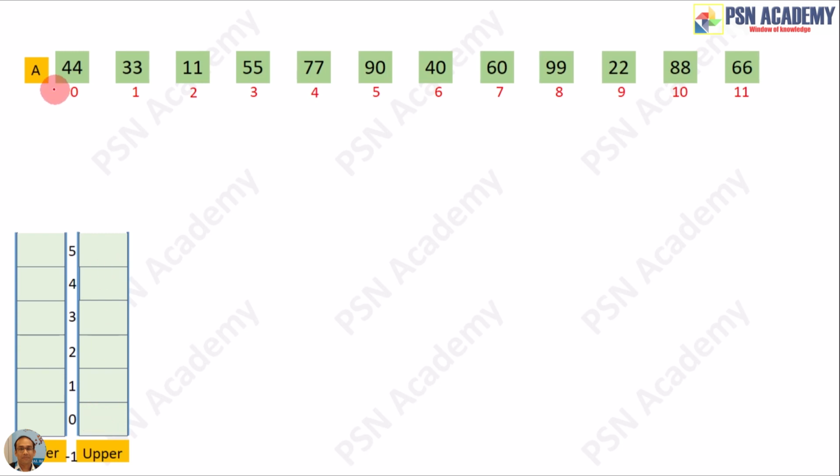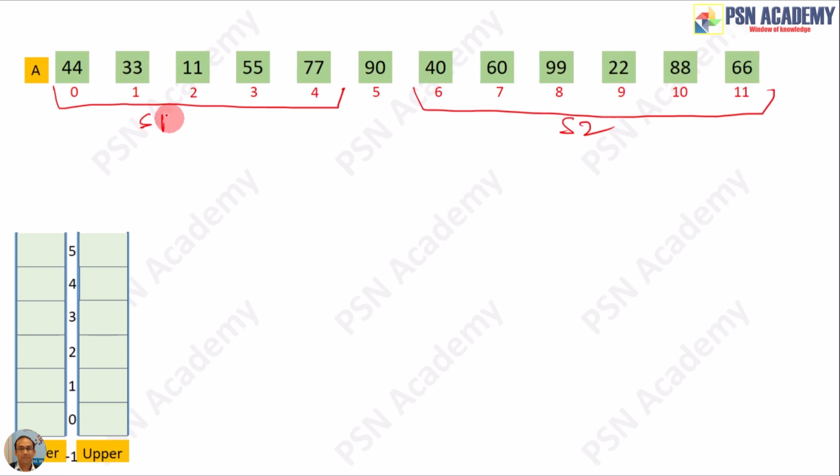Suppose, for example, you have got a list like this and you have got another list like this. So these are the 2 sublists. For the first one, you name it sublist 1, and this one is sublist 2. For this S1, you have the lower index as 0 and the upper index as 4.